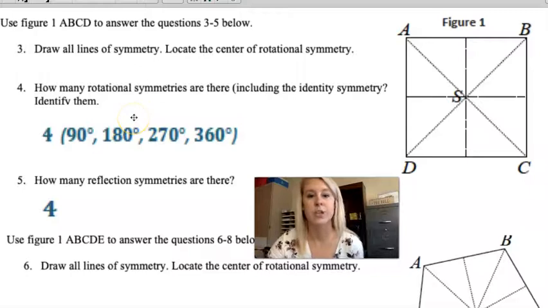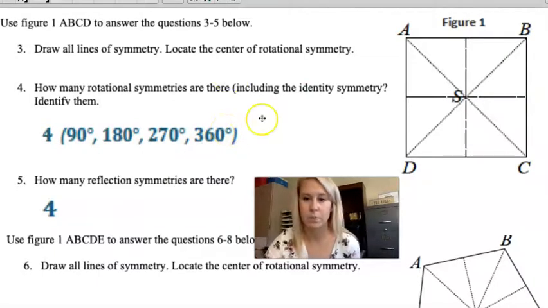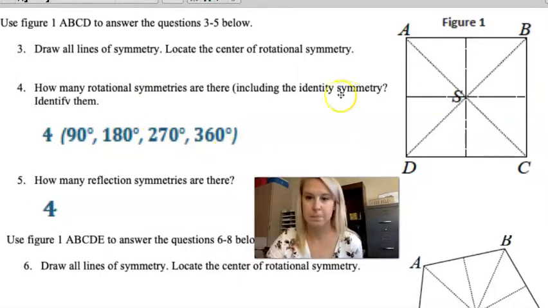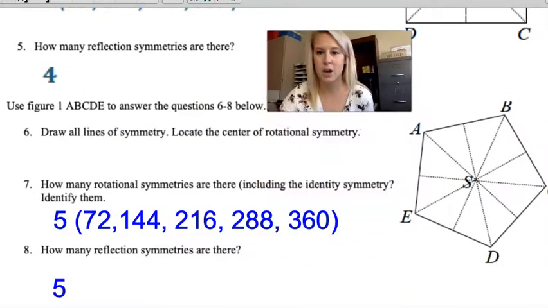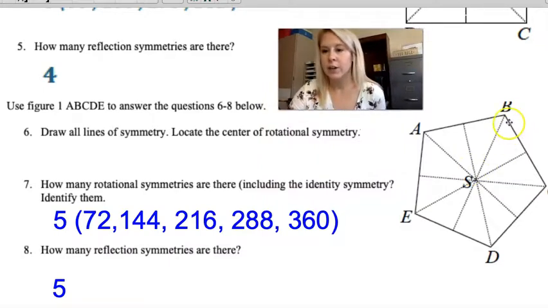And then it wants to know the rotational symmetry, including the identity. So the identity one is the 360, okay, because that turns it all the way onto itself. So 360 divided by 4 is 90. And so 90, 180, 270, 360, we kind of talked about that. Okay, so again, identity symmetry is the 360. All right, we also have another pentagon over here, and you can draw 5 lines of symmetry.